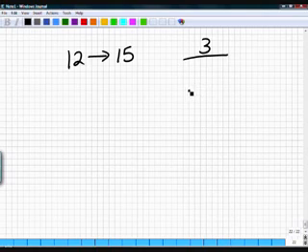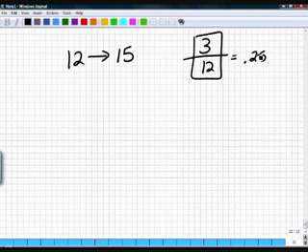Over the original amount. Where did it start? Everybody see how easy that is? 3 over 12. Is that a percent? No. That's a fraction, right? How do you change a fraction to a percent? You divide it. 3 divided by 12, 0.25.